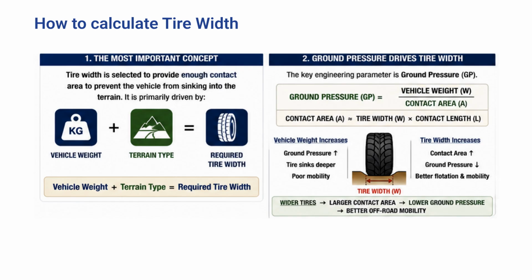Remember, the tyre width calculation also depends on the number of tyres a vehicle has. A vehicle with 6 tyres has more contact patch area and considerably less ground pressure compared to a vehicle of the same weight with 4 tyres.